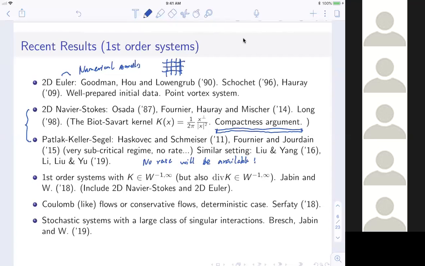Because you are using compactness, for different subsequences you might converge to different limits. So actually for those works, the uniqueness part is the difficulty, but I won't talk about that a lot.